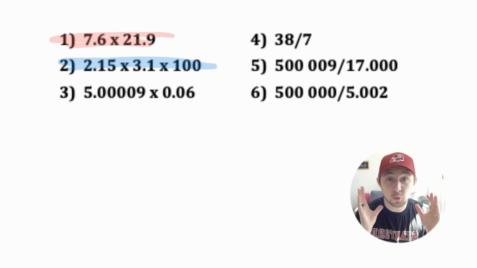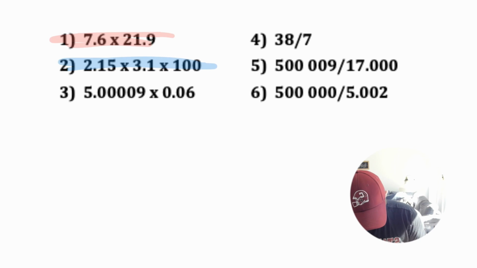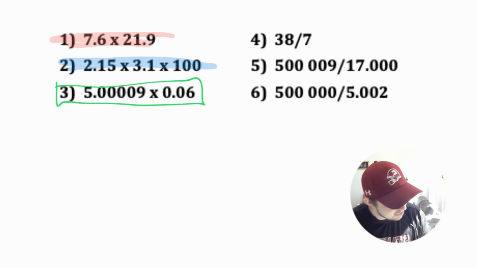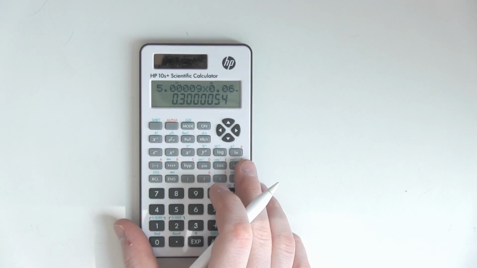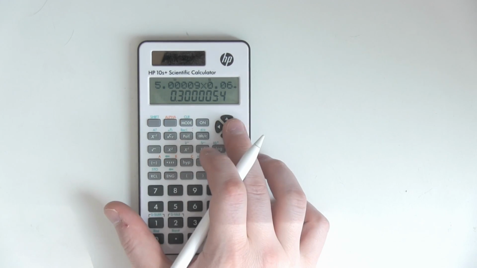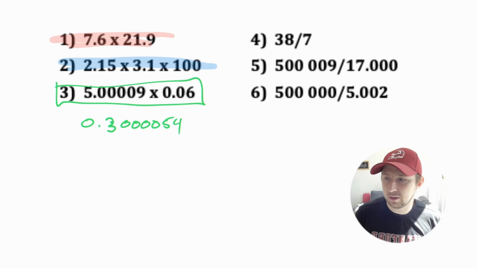There's my answer. All right, so we're going to move on to number 3 together. So here it is. This is number 3 right here. Go ahead and try that one now. Go. All right, so here we've got, I'm going to punch this into my calculator. Here we go. So I did 5.0000409 times 0.06. And that equals, there's my answer there, 0.3000054.